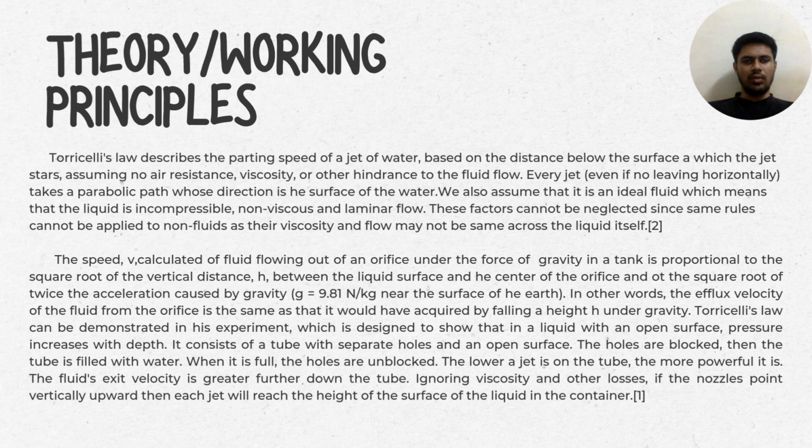It consists of a tube with separate holes and an open surface. The holes are blocked when the tube is filled with water. When it is full, the holes are unblocked. The lower a jet is on the tube, the more powerful it is. The fluid exit velocity is greater further down the tube, ignoring other losses. If the nozzle points vertically upward, each jet will reach the height of the surface of the fluid in the container.